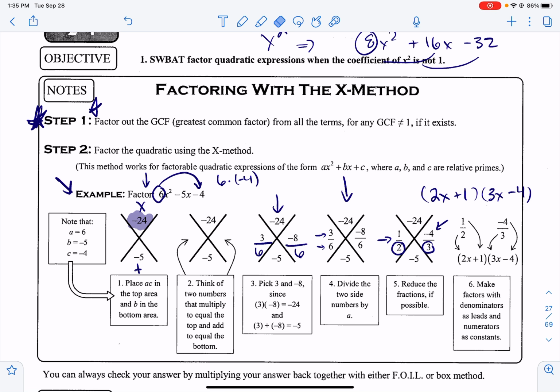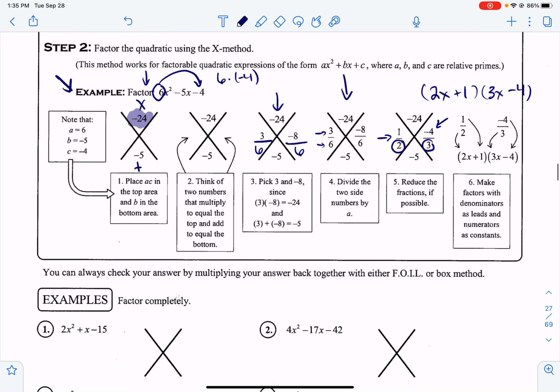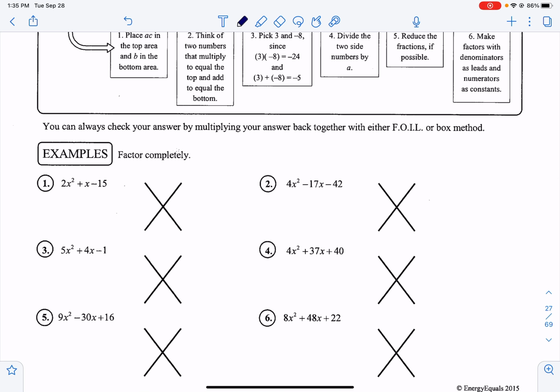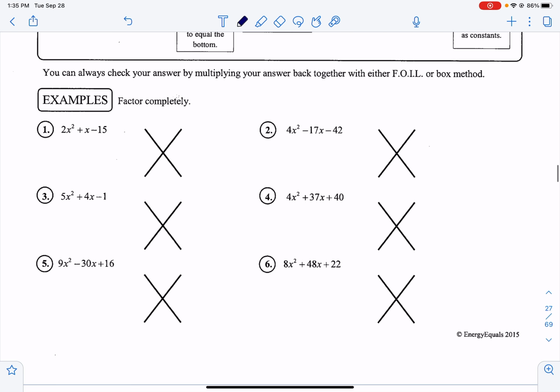So the x method is still the same. You're still looking for two numbers that multiply. There's just a couple little extra pieces that you have to do along the way. So let's try this. I know that was a lot in one problem. So let me show you 6 more examples, work through them with me, and by the end, hopefully you've got a better hang of this. So on number 1, I've got a 2 out in front.